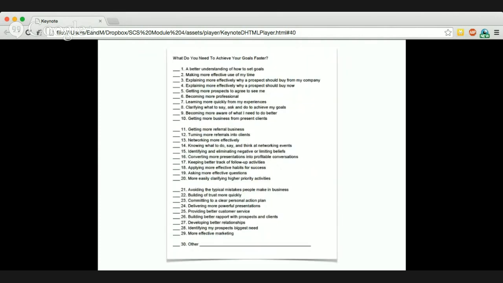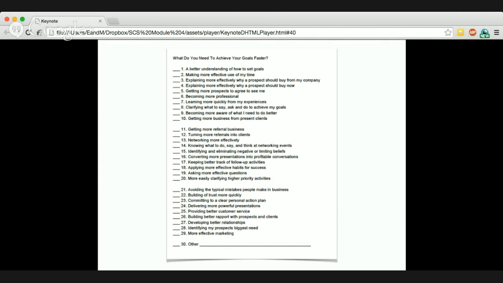Check this out. Here's how it works. So you start with a question, and the question is what you do. So what do you need to achieve your goals faster? This is a piece of paper I would give to a coaching prospect. So someone who is interested in doing coaching with me, because what I do is I help them achieve their goals faster. And then I make a list of things that I can help them with.